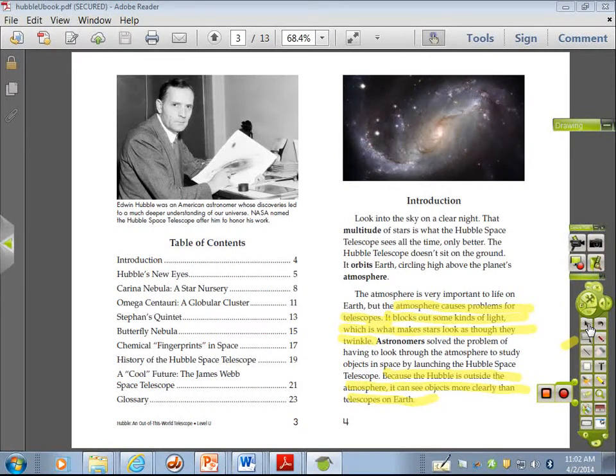Okay. Yes, Aaron. Because what they do is, atmosphere causes a problem for telescopes to block out some kind of light, which makes the stars look like they twinkle. But if you use your language, you can say atmosphere causes a problem so that it makes stars not look like what they actually look like. Makes them look less bright, and you can put that instead of all those wrong words.